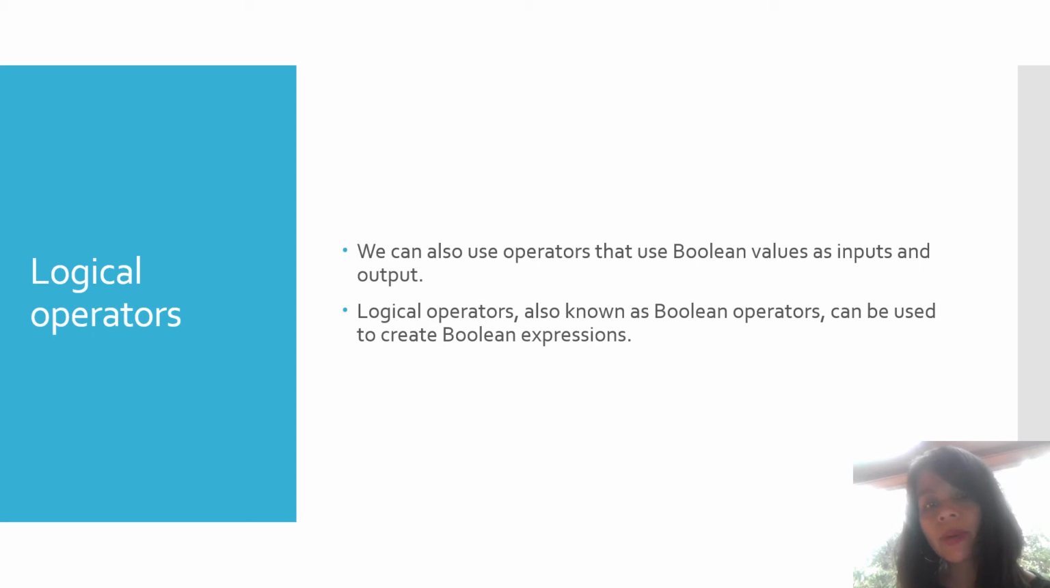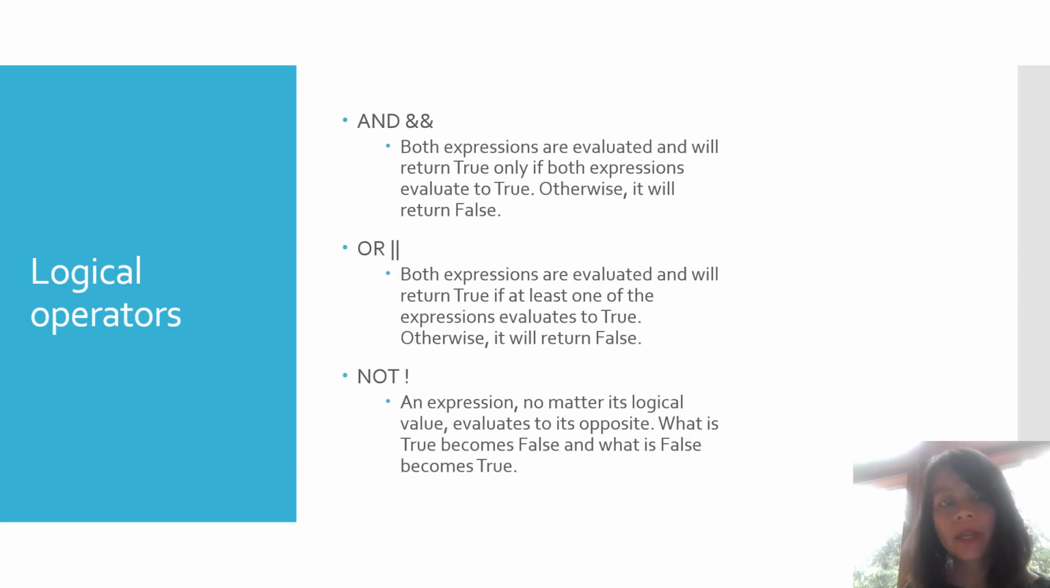We can use these operators that use Boolean values as inputs and outputs. Logical operators, also known as Boolean operators, can be used to create Boolean expressions. So there's AND, which is two ampersands, which means both expressions are evaluated and return true only if both expressions evaluate to be true. Otherwise, it will return false. If even one of those expressions is false, it will still be false.